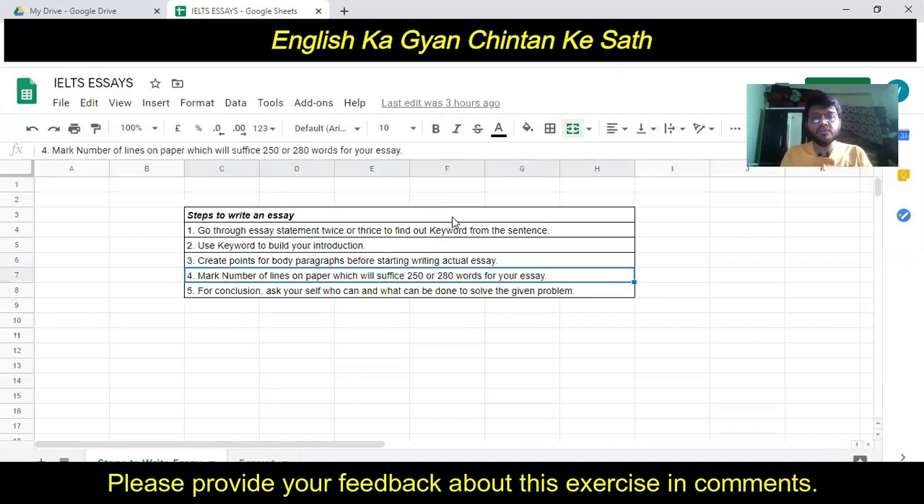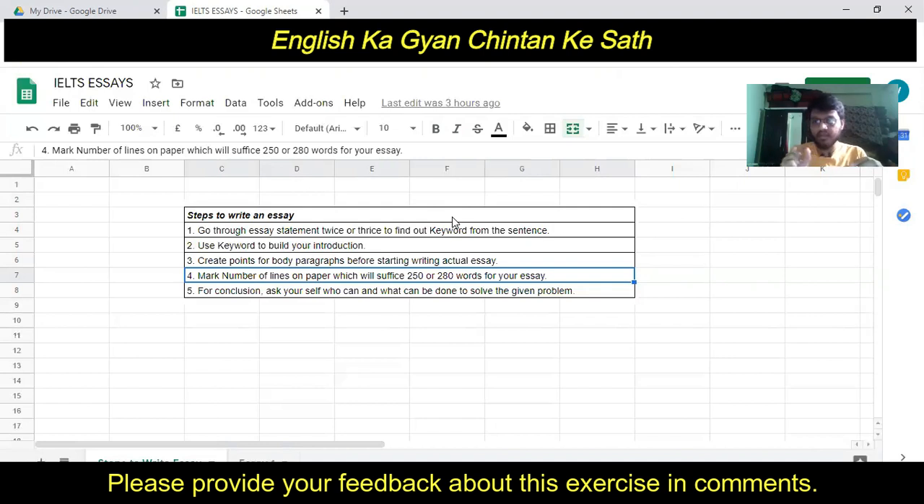Then the fourth point: many people say that you need to count words. It is absolutely right advice, but according to me, slowly and gradually, once you have written a number of essays, you should have the idea that this many lines of my paper will suffice for my 250 or 280 words for task number 2.